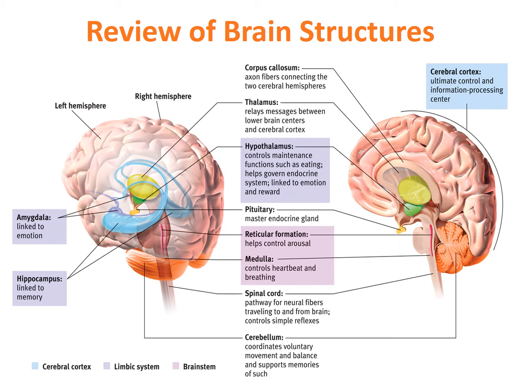Here's a review slide of the basic brain structures. You should know this slide in depth. You should know amygdala, hippocampus, corpus callosum, thalamus, hypothalamus, pituitary, reticular formation, medulla. Obviously, we all know the spinal cord, cerebellum. And then in the next chapter, I'll be leading off with the cerebral cortex, or the outer covering of the brain. So please review this slide.